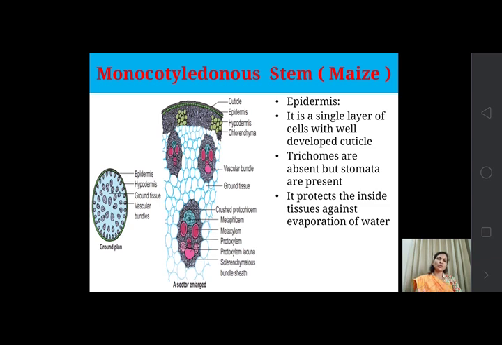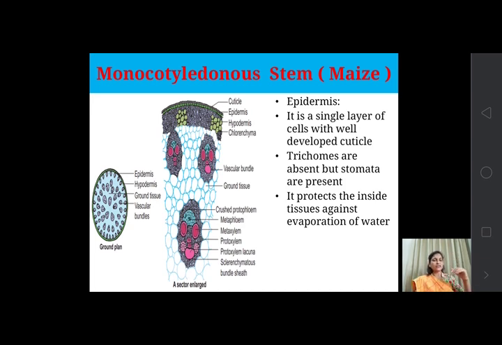Epidermis, as you know, is a single layer of cells with a well developed cuticle. It is a layer made up of compactly arranged cells. There are no intercellular spaces between these cells, and the epidermis is the outermost protective layer surrounding all organs over the plant body. So epidermis is a single layered protective covering made up of compactly arranged cells.